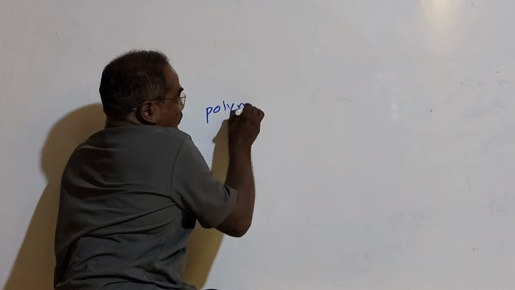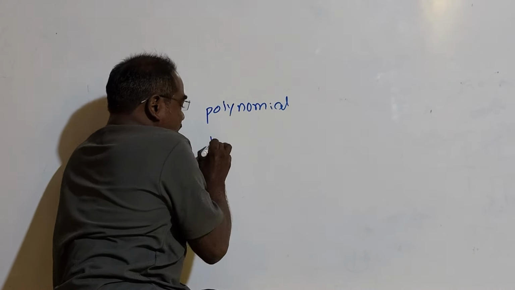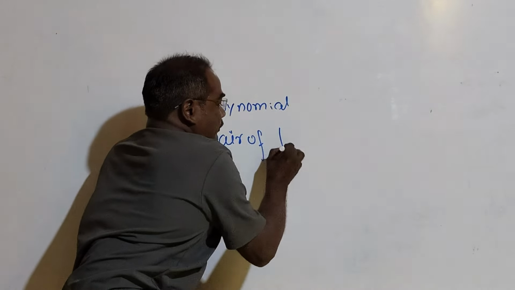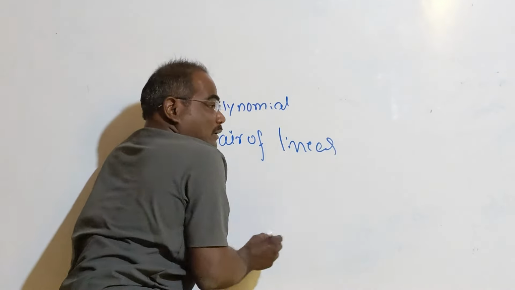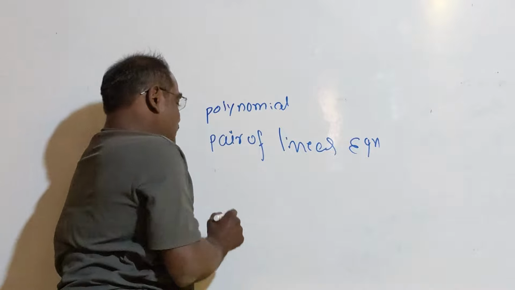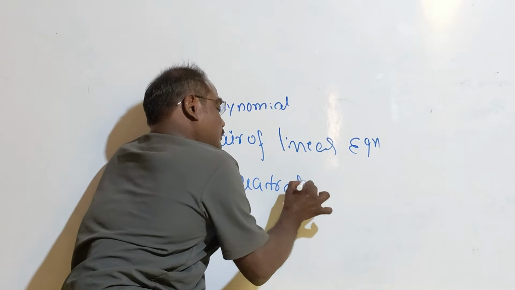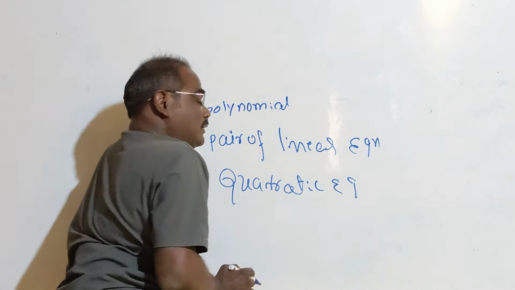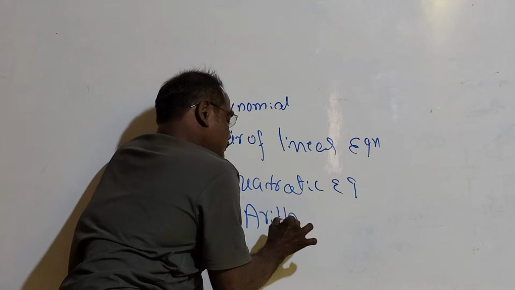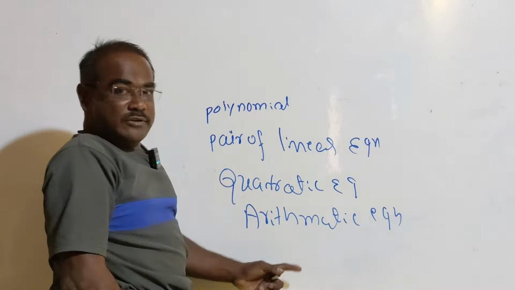First one is polynomial. Second one is pair of linear equation. Third one is quadratic equation. Fourth one is arithmetic progression.